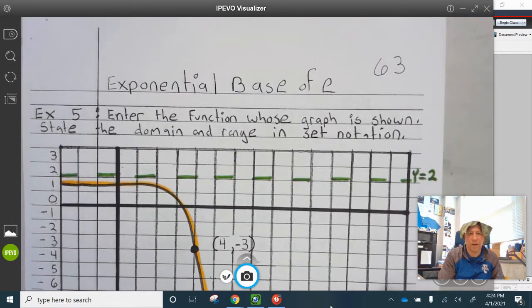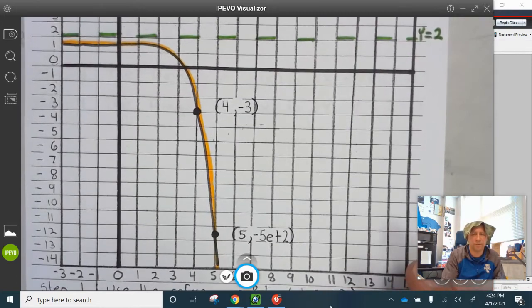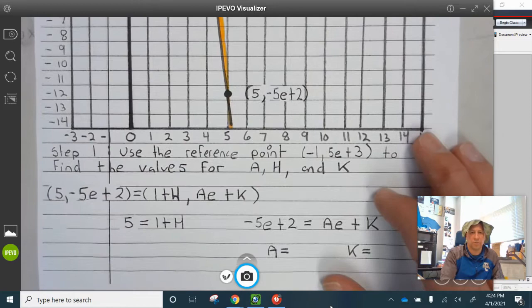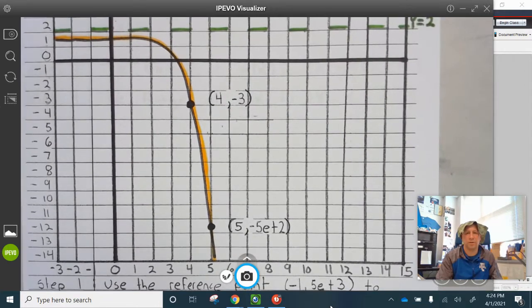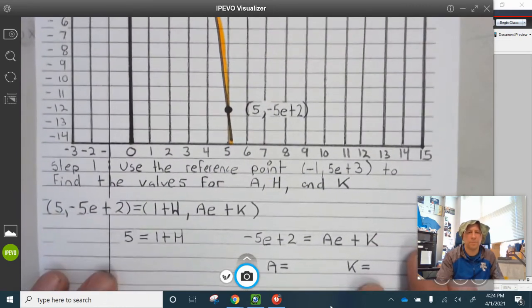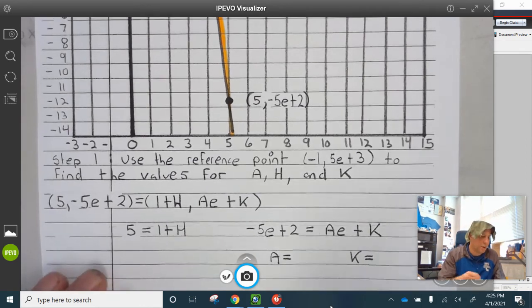Example 5. Enter the function whose graph is shown, state the domain and range in set notation. Okay, so here's our graph. There's our reference points. So step 1, use a reference point -1, comma 5e plus 3 to find the values for a, h, and k.